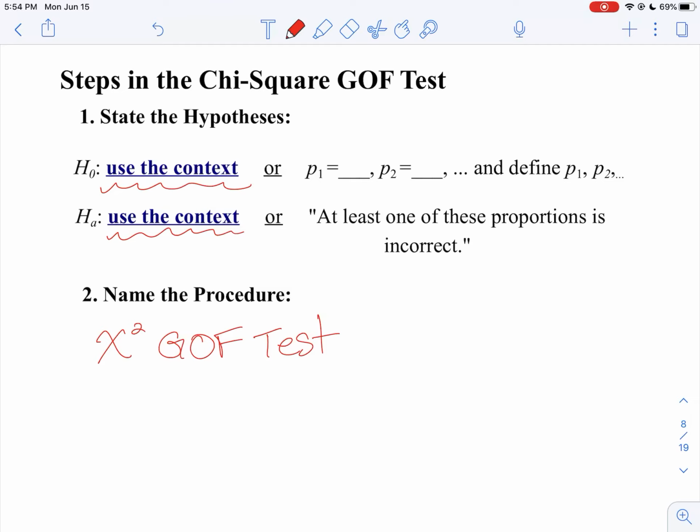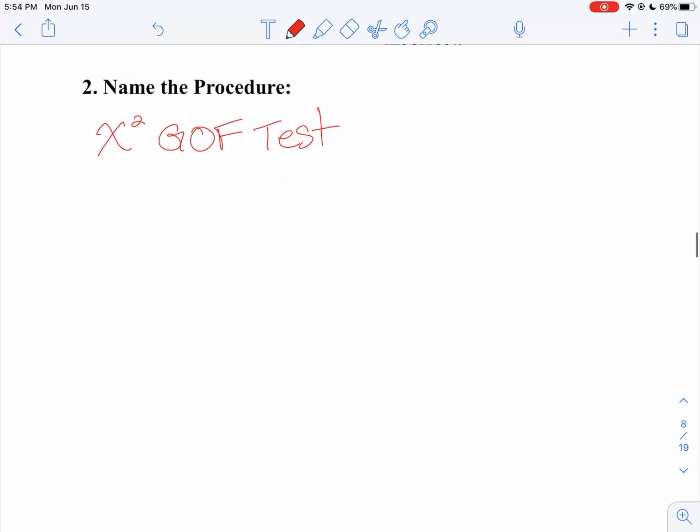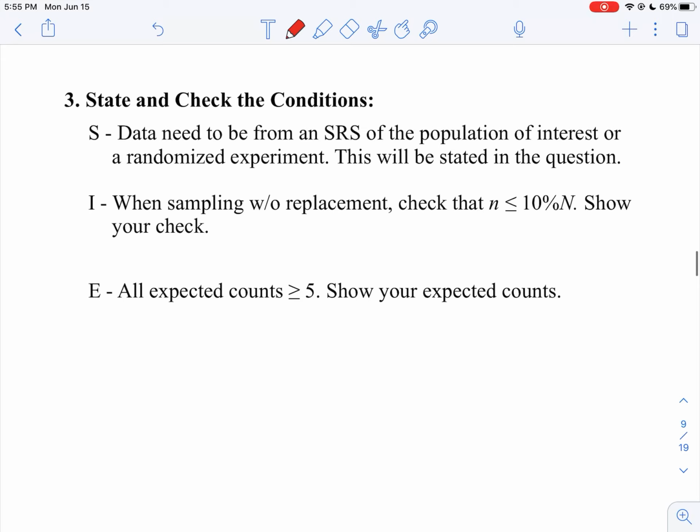Step 3 is our state and check the conditions step. We still need to state and check our conditions, but I am not going to use the N anymore because the N doesn't apply. Chi-square distributions are never going to be normal or even approximately normal. So we're going to see if the conditions check, but I'm going to spell it funny. I'm going to spell it S-I-E. So our S condition is still the same. The data need to be from an SRS from the population of interest or from a randomized experiment. And obviously that's going to have to be stated in the question.